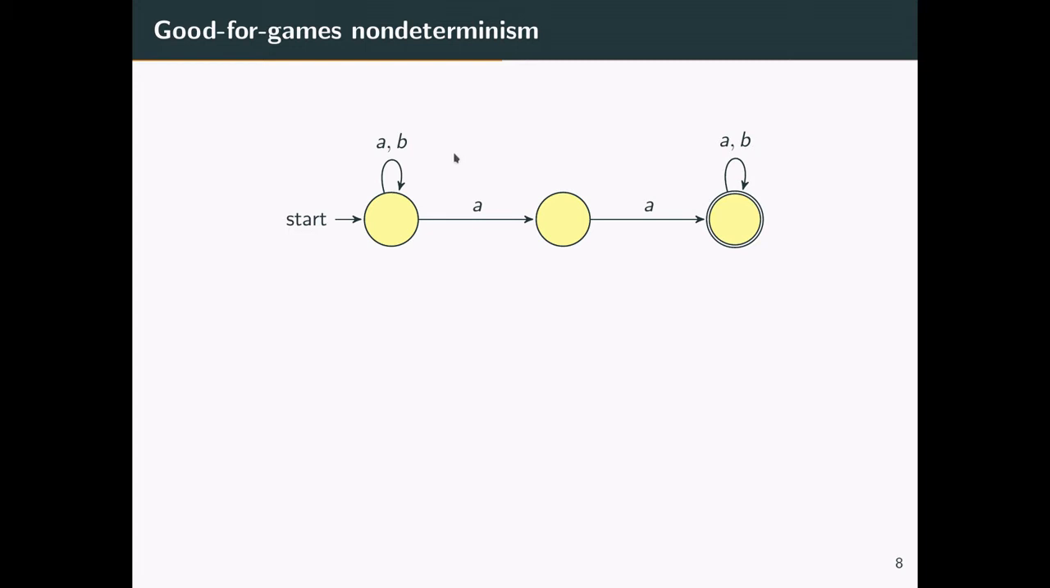So for example, here we have an automaton that accepts words in which two consecutive A's occur. But here, this non-deterministic choice depends on whether the next letter, in addition to the current letter, is an A. If the next letter is also an A, we should go to the right. If the current A is not the first of a pair of consecutive A's, then we should remain in the present state. So this kind of non-determinism is not good for games because resolving it depends on what the future of the word is.